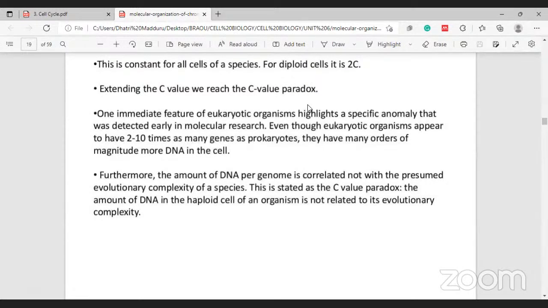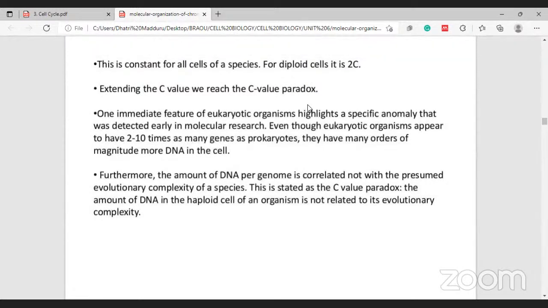So what does the C value paradox mean? There are some differences between the hypothesis and the observation that were found by the scientists. I will explain here. One immediate feature of eukaryotic organisms highlights a specific anomaly that was detected early in molecular research. Eukaryotic organisms appear to have 2 to 10 times as many genes as prokaryotes, and many orders of magnitude more DNA in the cell.